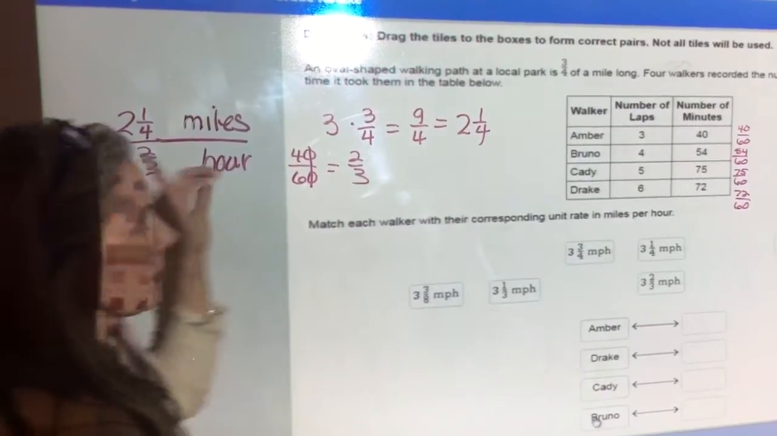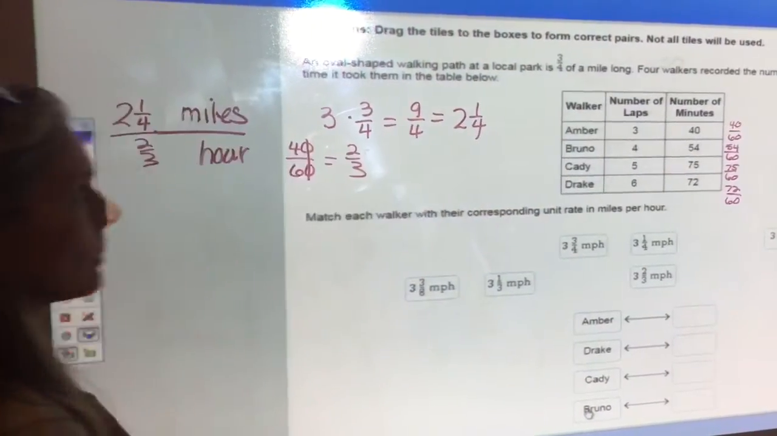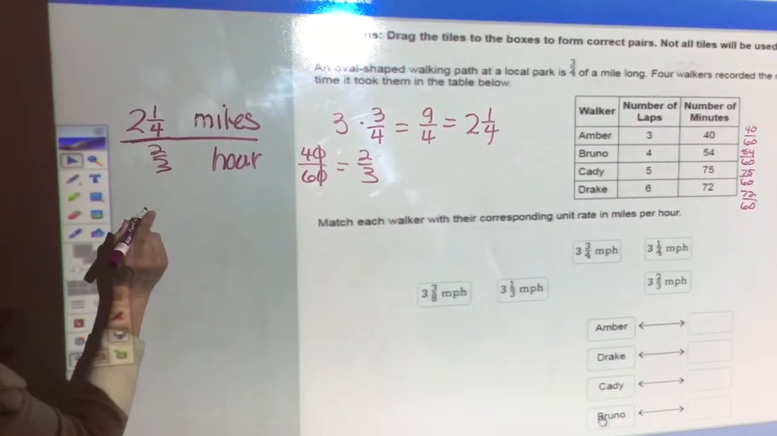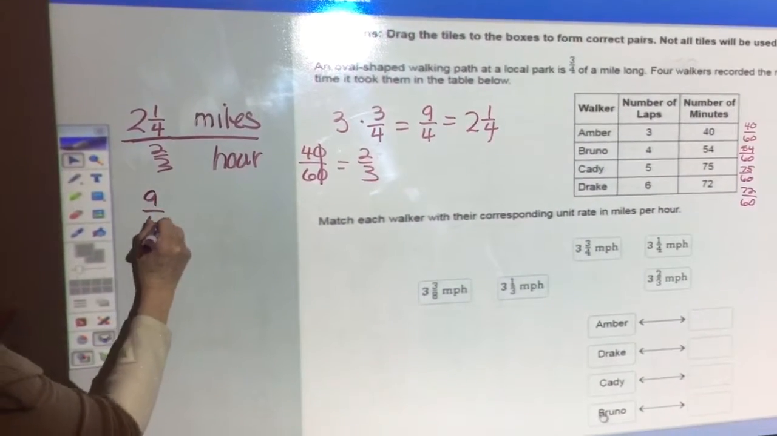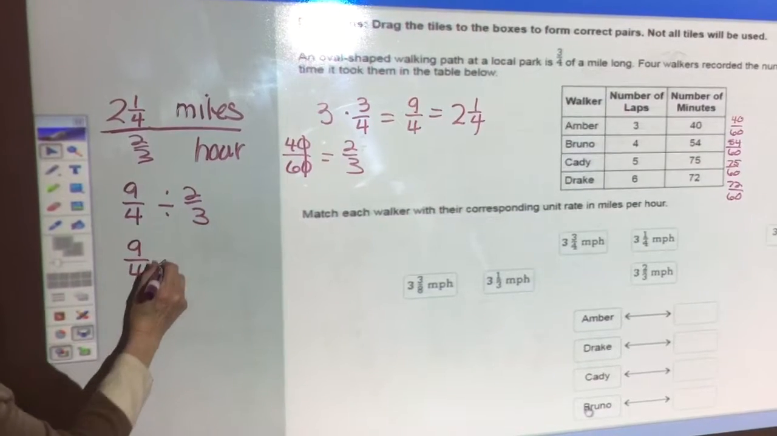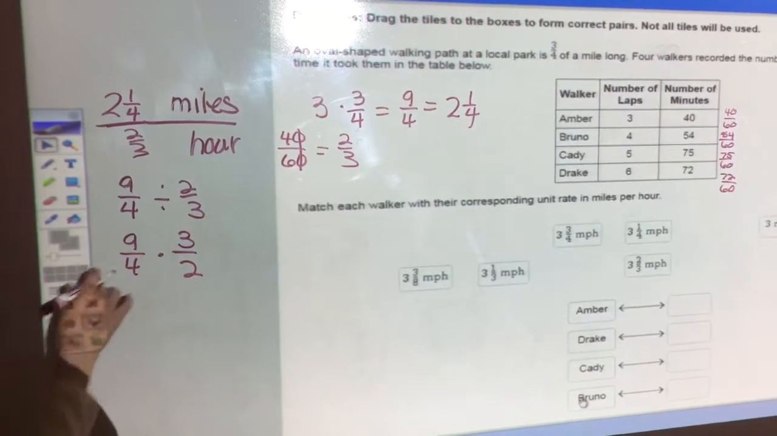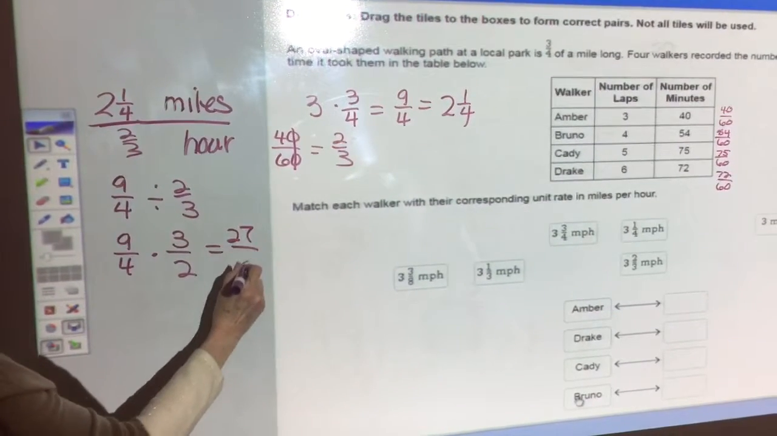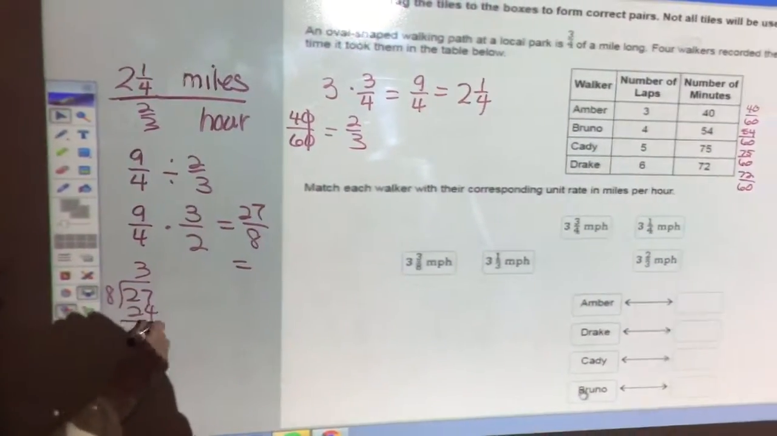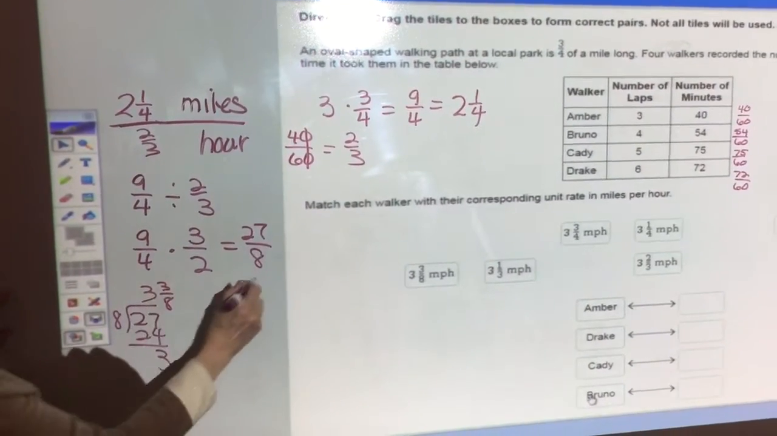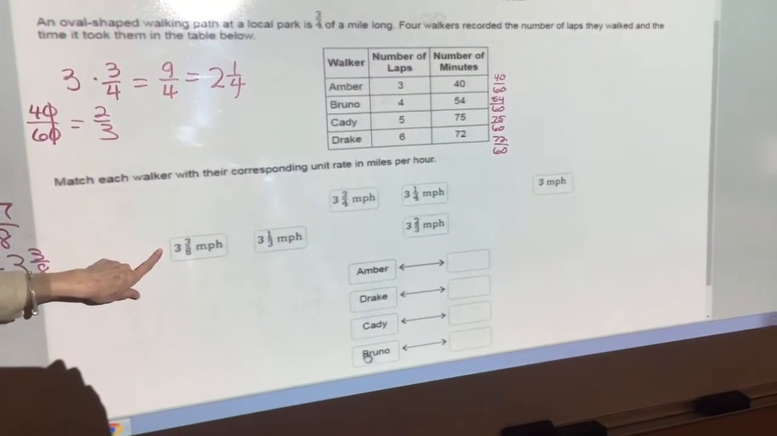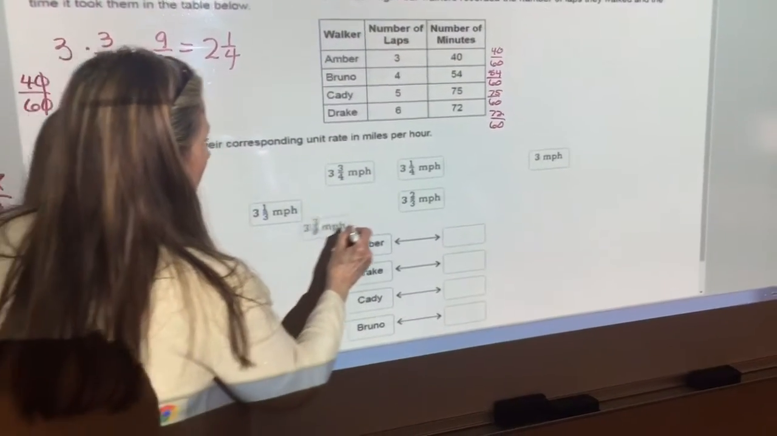It would have been easier on us if they had let it be a mile long and we could have just used the 3, but since it was only 3/4, we did 3 times 3/4 to get that 2 1/4. All right, now fraction bar means divide, so I'm going to change that back to 9/4 divided by 2/3. And then I'm going to invert and multiply, so 9/4 times 3/2. Nothing cancels down, so I'll just multiply straight across. 27/8, which is 27 divided by 8 would be 3 3/8. So I look over here and I can feel pretty confident that that's right, because there is an answer choice of 3 3/8. So I'm going to drag that over to Amber.